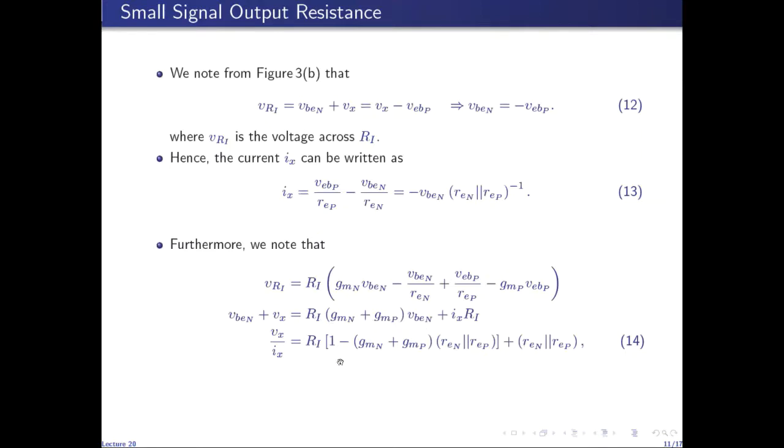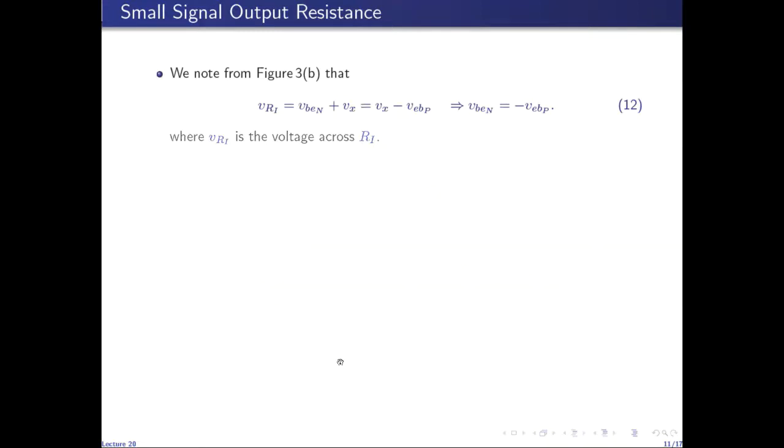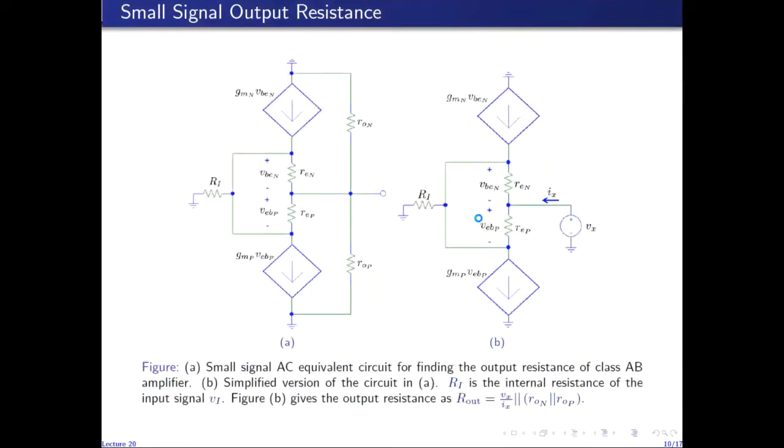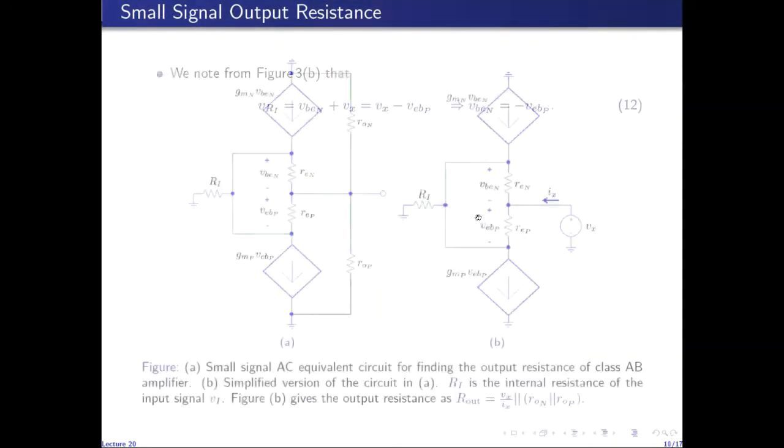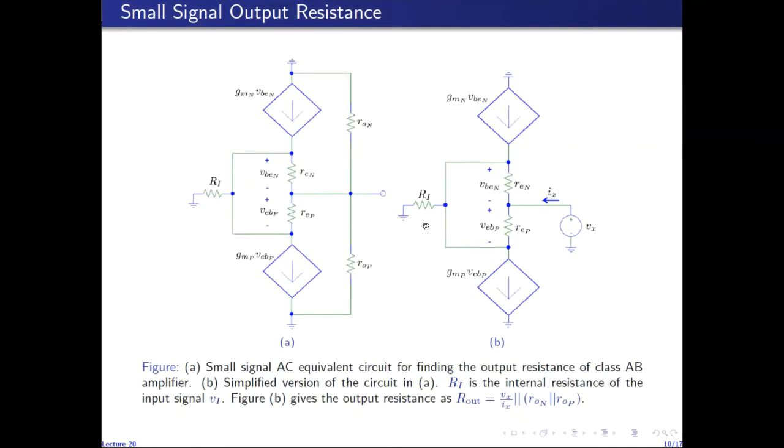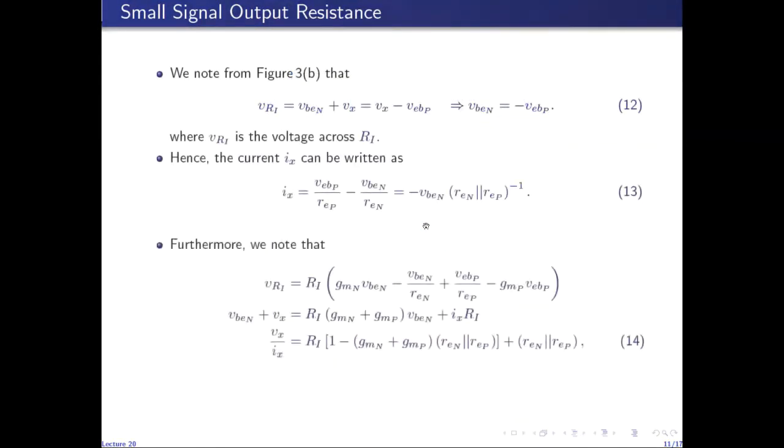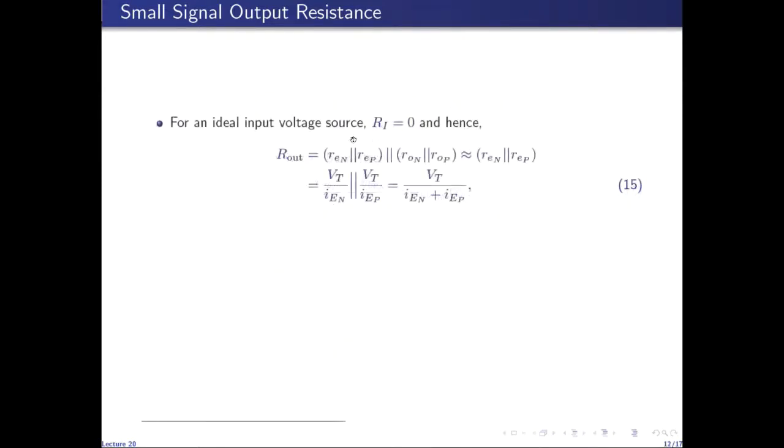So this is the resistance between this node and ground looking into this node. So if I assume that this input source is ideal, that is Ri is 0, then this ratio Vx over Ix will simply become the parallel combination of REN and REP. So under this assumption of ideal voltage source, Vx over Ix is equal to this factor, and the output resistance is Vx over Ix in parallel with this factor. So this gives me the expression for Rout under this assumption.